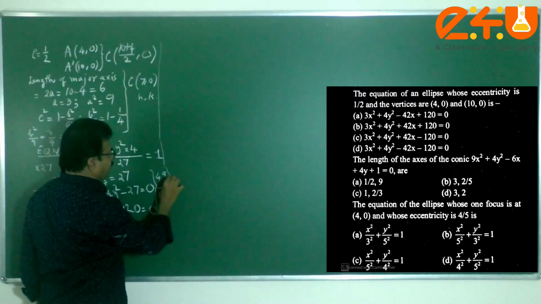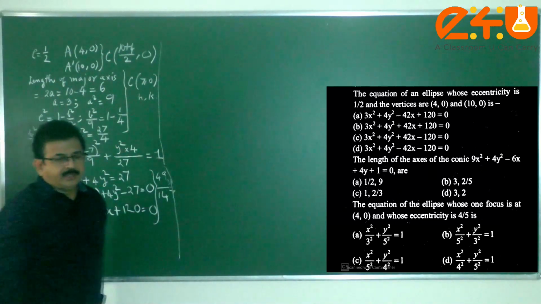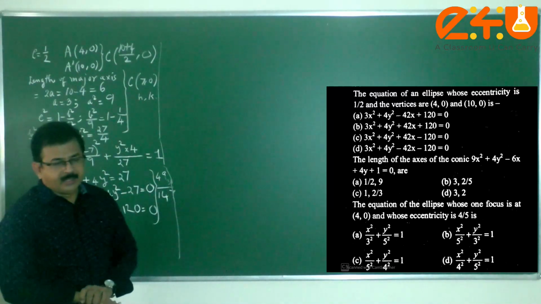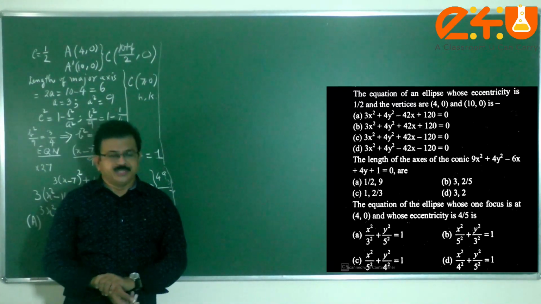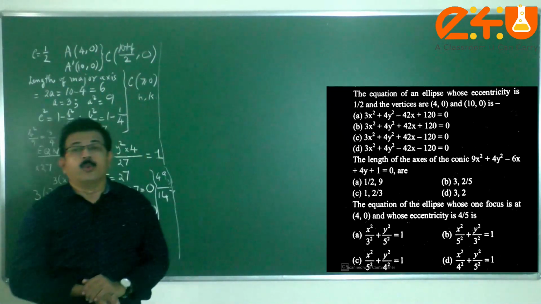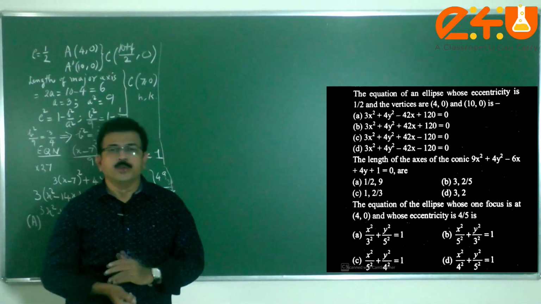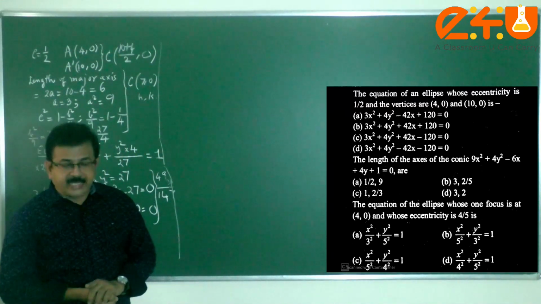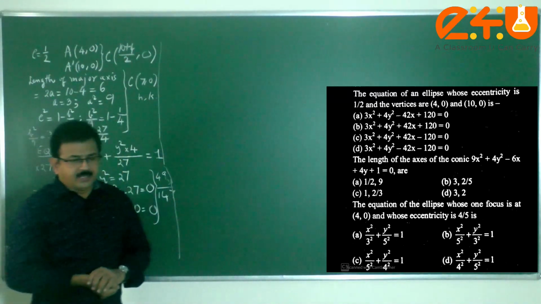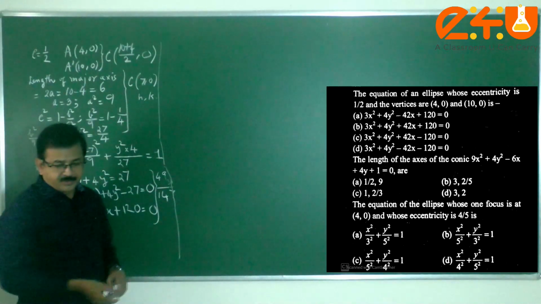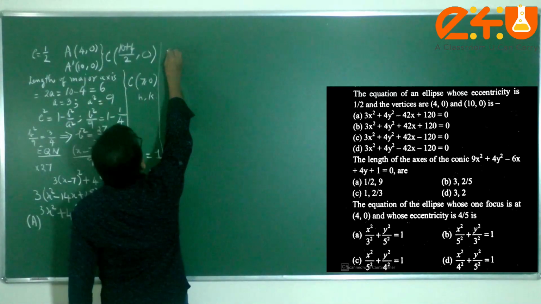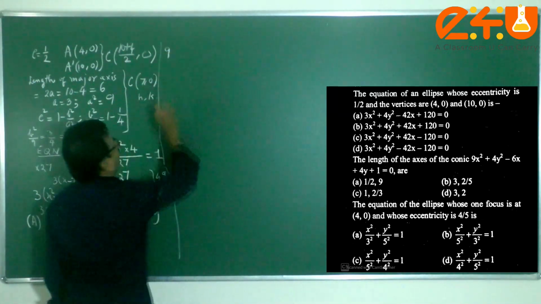The next question is visible to you. The length of the axis, that is the question. The equation of the ellipse is given. It says simply conic, but 9x square plus 4y square definitely denotes an ellipse because of the positive sign existing between the x squared term and y squared term. The length of the axis of the conic. So which means we need to bring it to the standard form.